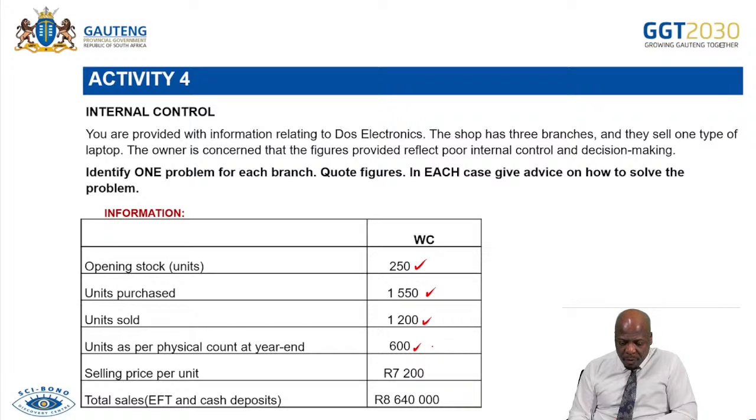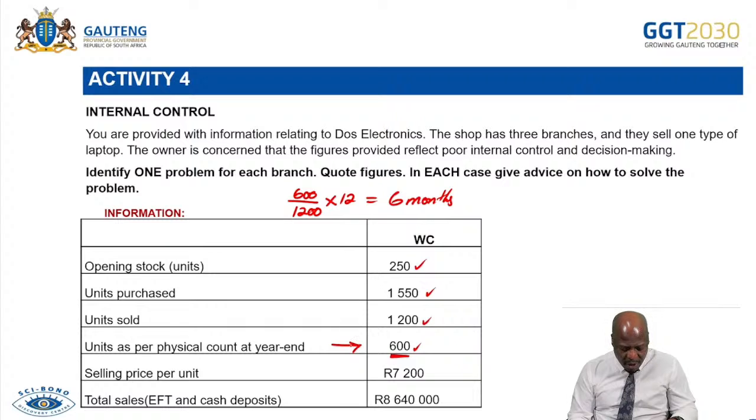We want to see if we were to sell these 600 units, how long would that take us? All right. So if we want to sell the 600 units, and in this year we've sold 1,200, and this year is how many months? 12 months. So what is your answer here? Your answer is going to be 6. So you will see that it's going to take us 6 months to sell this closing stock of 600.